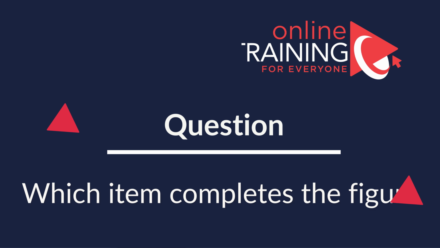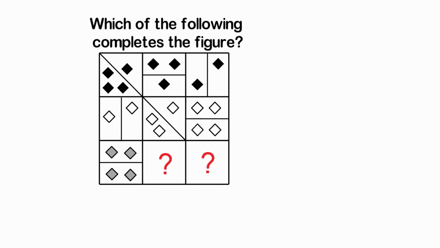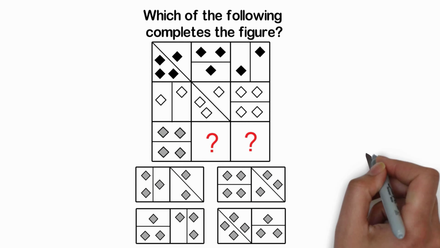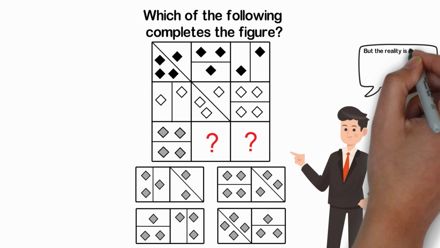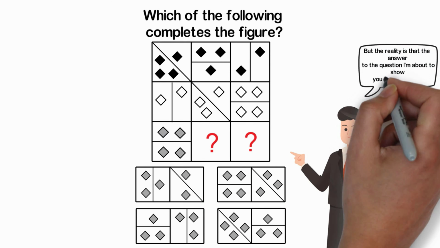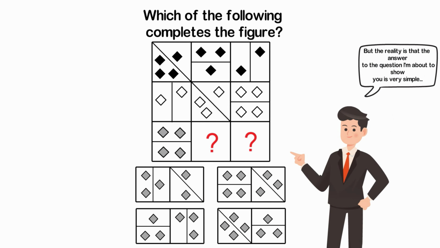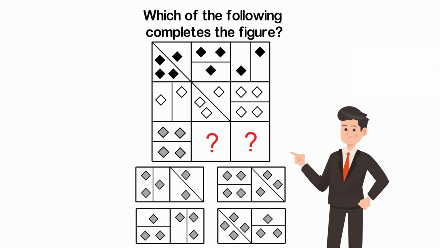When you see a question like this, you might ask yourself, how can it possibly be even more confusing? But the reality is that the answer to the question I'm about to show you is very simple. Let's look in more detail. You're presented with a 3x3 matrix. 2 of the shapes in the matrix are missing. They are located in the bottom row. And you have 4 possible choices for the answers. Choices A, B, C, and D.